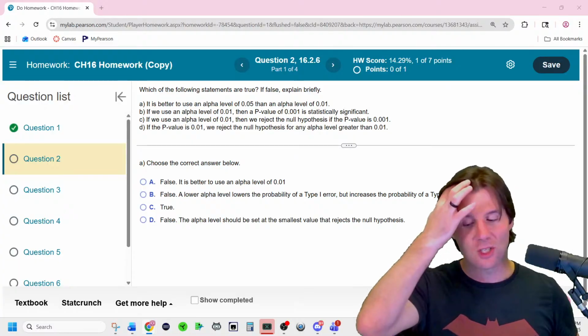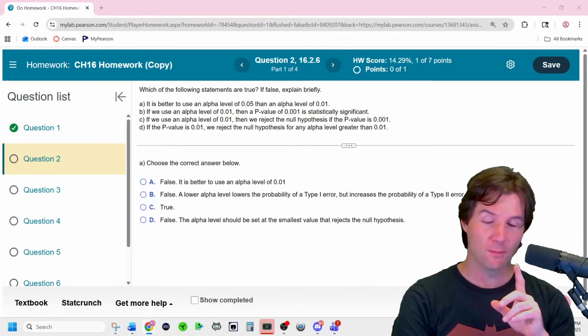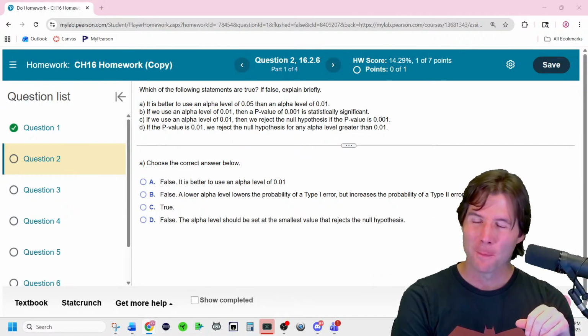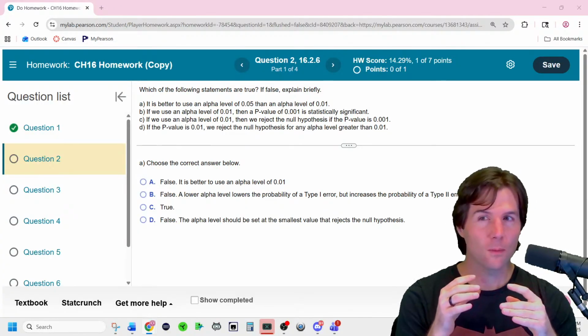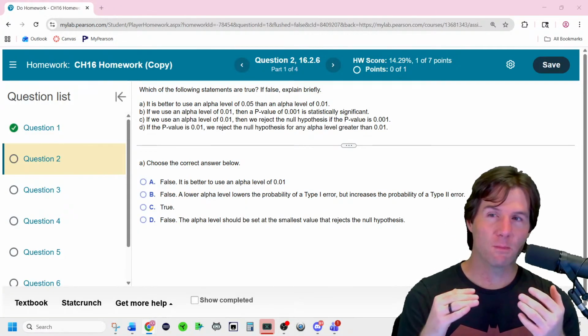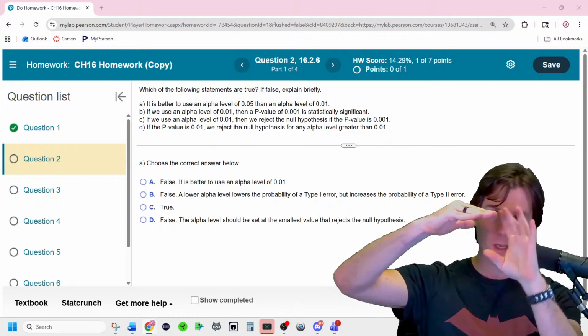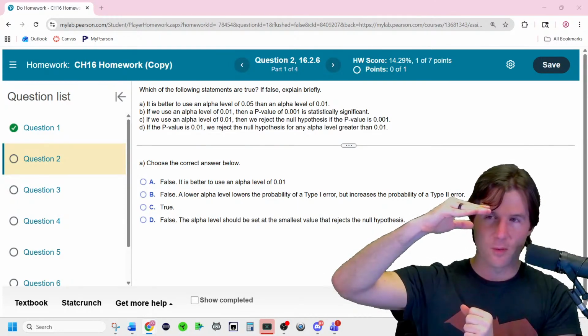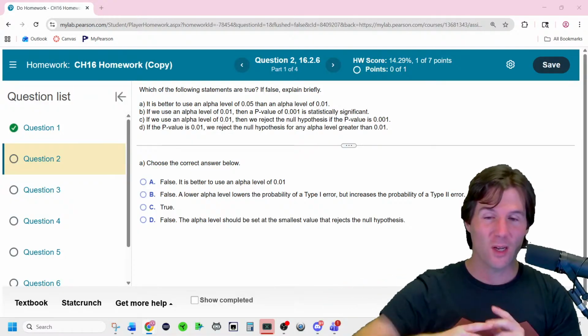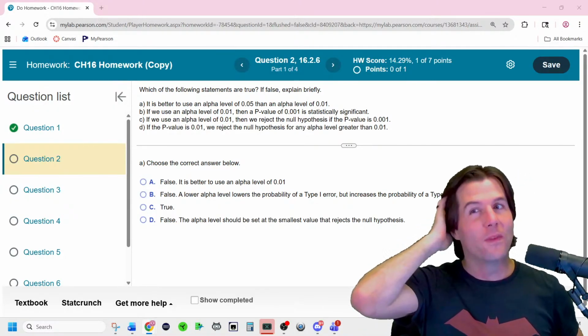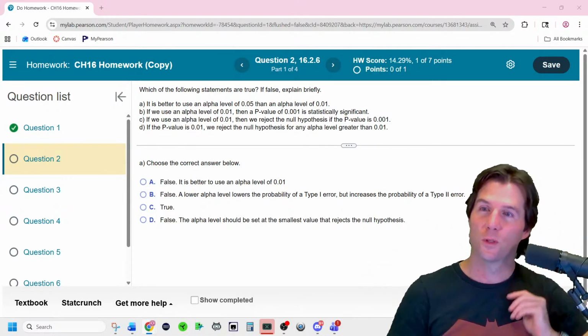Really good use and understanding of alphas and p-values here. Is it better to use an alpha of 0.05 or 0.01? Well, the difference here is, think about this bar. 0.05 is easier to get under this bar because you just have to get p-values lower than 0.05 to reject. 0.01 means you make fewer type 1 errors because your alpha is your type 1 error rate. So it's not really better. It's just what the researcher wants.